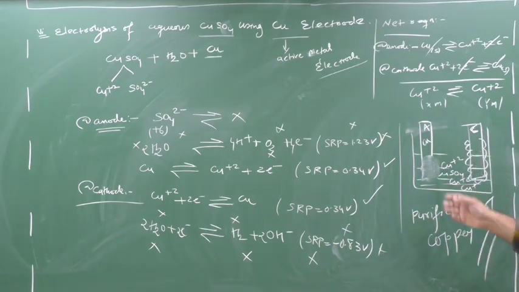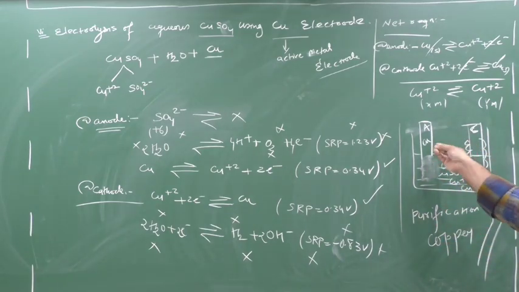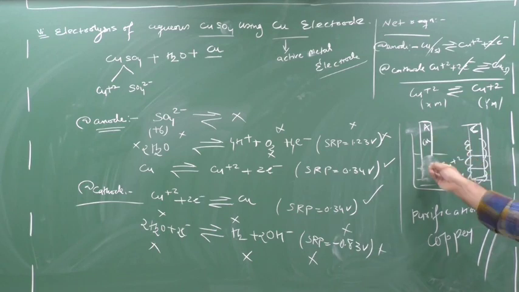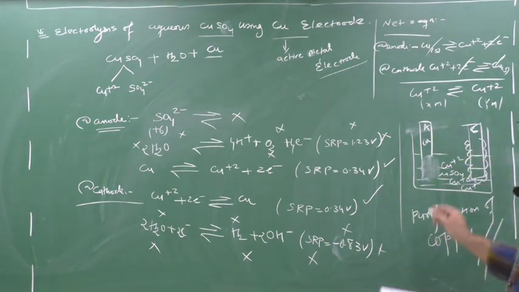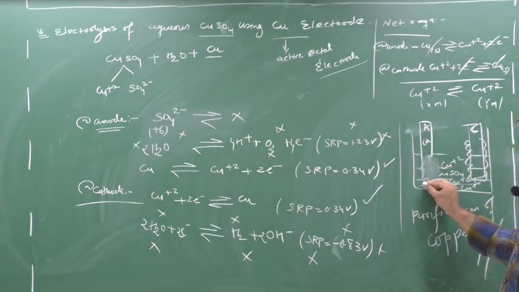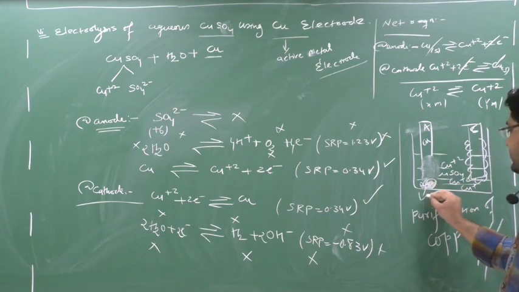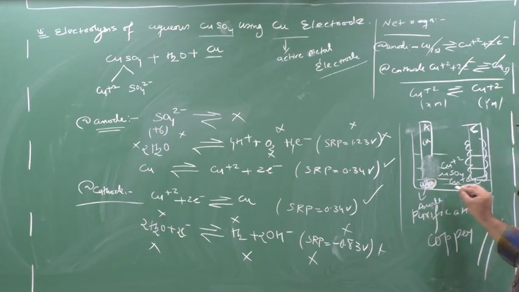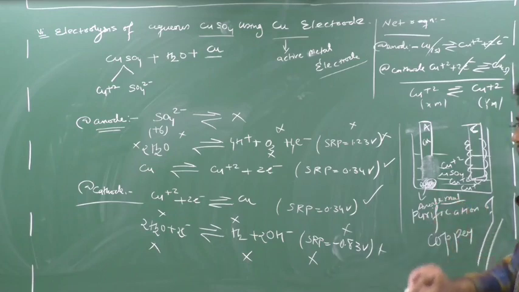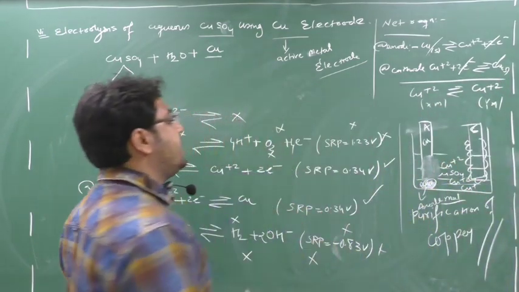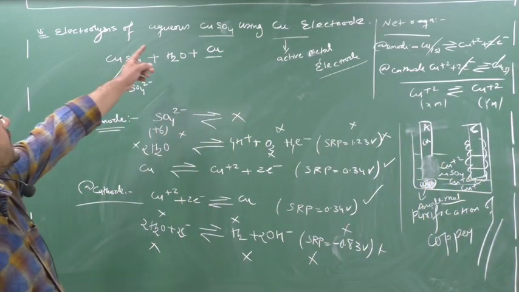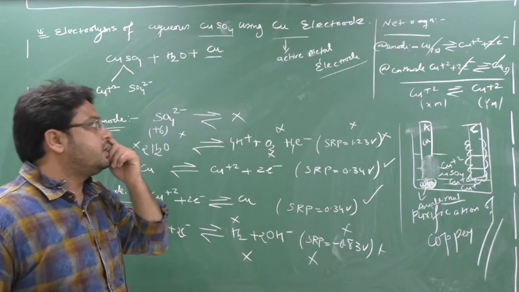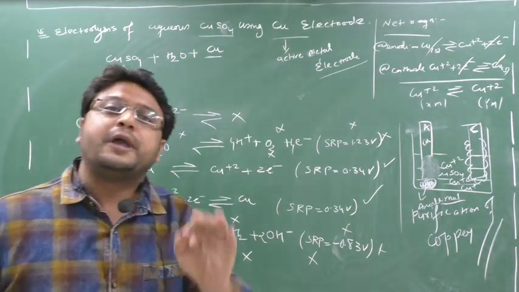Means here what happens is that from the anode copper, pure copper is depositing on the cathode, and finally you will find some mud-like substance, which is known as anode mud. This I will explain in detail in the general principle. So this reaction, electrolysis of aqueous CuSO4 using copper electrode, is actually a reaction for purifying copper.